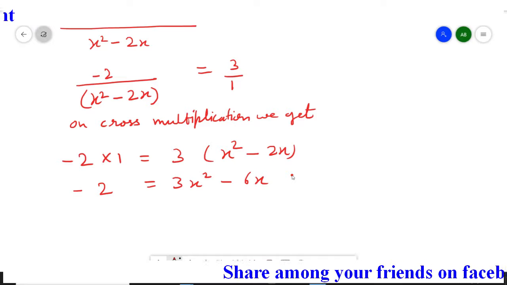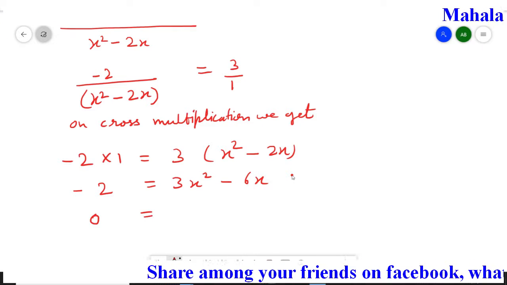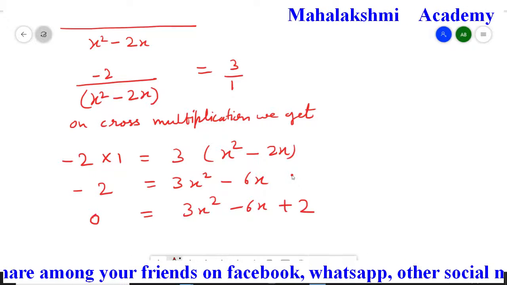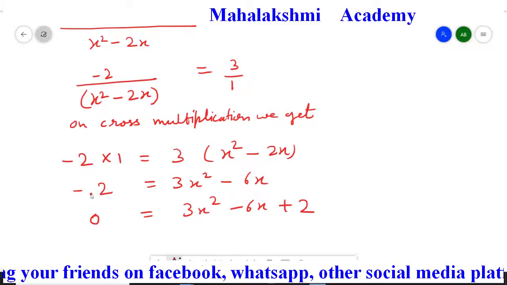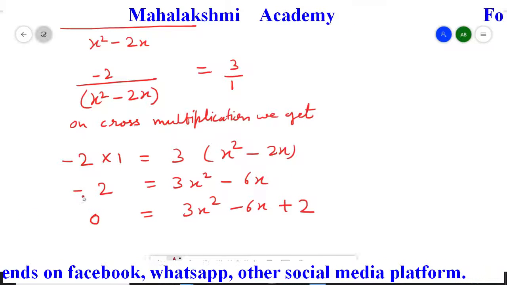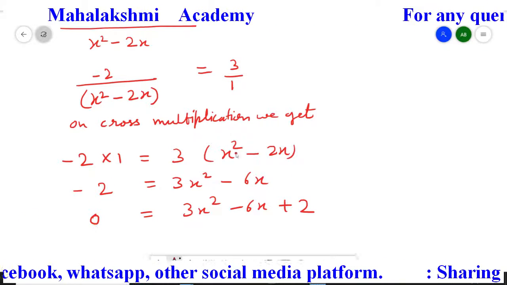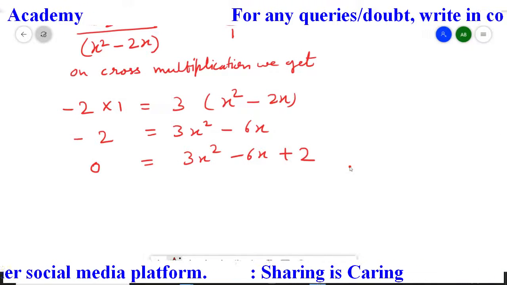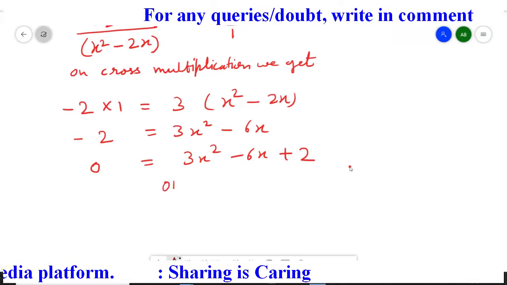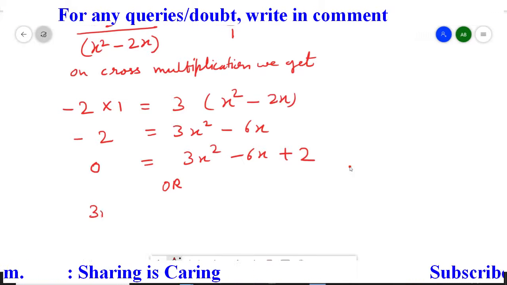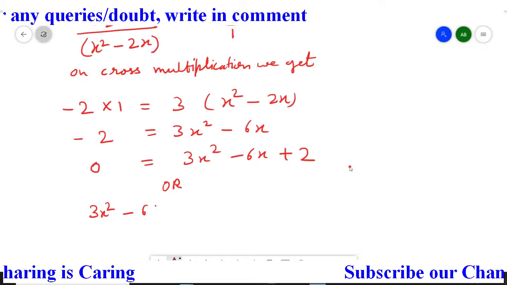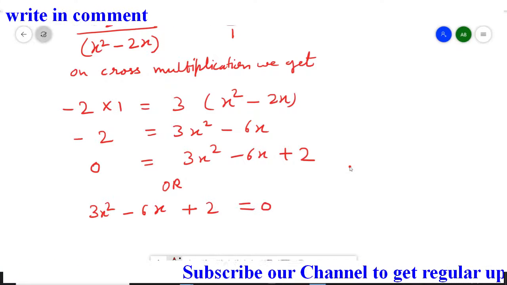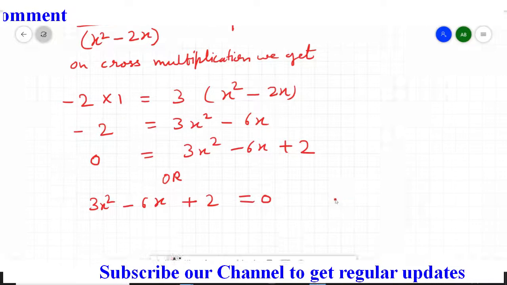Now this minus 2 I am going to shift to the other side, so here we will get 0 equals 3x square minus 6x plus 2. Because students, minus 2 I shifted here, so nothing remains on this side, so I wrote 0, and then minus 2 when shifted here converts to plus 2. Or we can write it in a better way as 3x square minus 6x plus 2 equal to 0. So we converted the equation to the standard form.